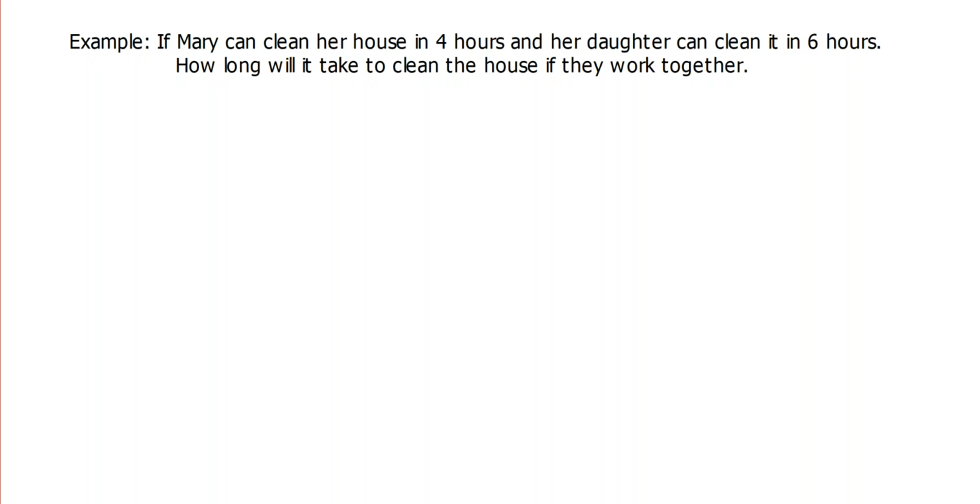A common mistake that people will make with this is that they'll look at this and be like, okay, cool, they're working together, I'll just average them. And they'll do 4 plus 6 divided by 2 and get 5, which is complete and utter nonsense because averaging 5 hours means that Mary should just work alone, that her daughter helping her clean the house did nothing for her, which just doesn't make any sense. So clearly averaging is not the way to go with this.